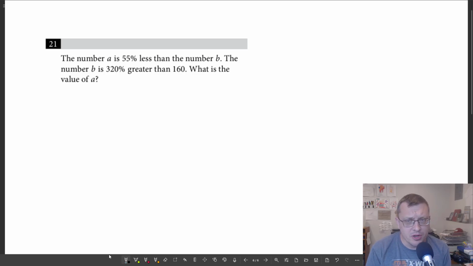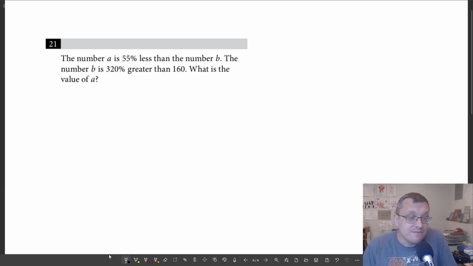Make sure you've done number 21 on your own first before watching the video. This is a percent change problem. We have to make sure in our calculations and the equations we build that we're representing those percent changes appropriately, and we do not want to represent these as percent of problems. So let's begin with the first statement.